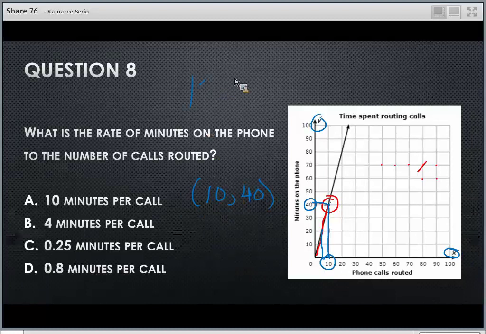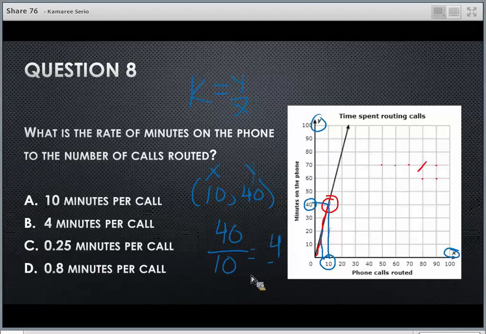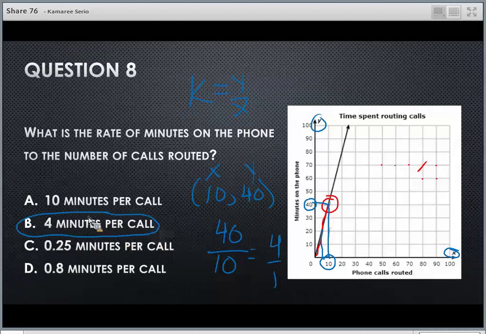Right, now remember, k is y over x. K is your constant of proportionality. Okay, so this is y, this is x, so I have 40 over 10, which is the same as 4 over 1, which is the same as 40 minutes per call.